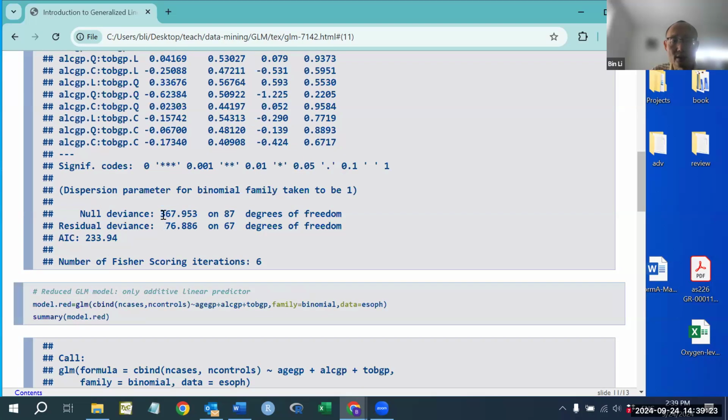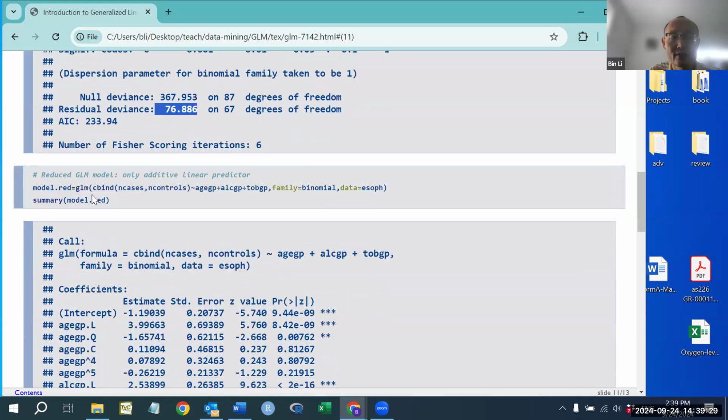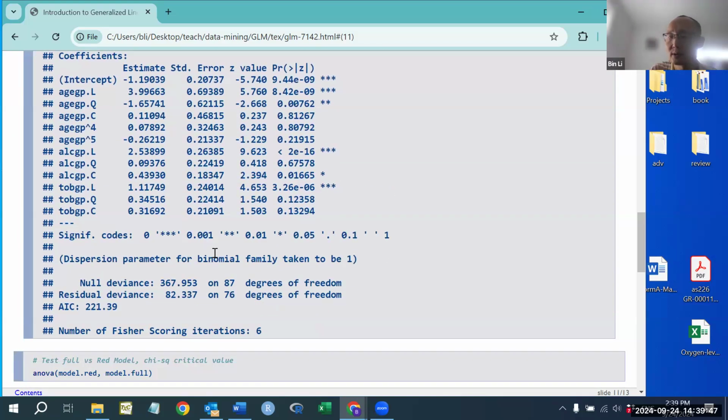we have the deviance, no deviance, residual deviance, and then I can fit an additive model. That means we have the age, alcohol, and tobacco effect, but all these effects are additive, no interaction between the alcohol and the tobacco. Okay, so these are the model outputs. And I want to see if there's a significant interaction effect between the tobacco and the alcohol.